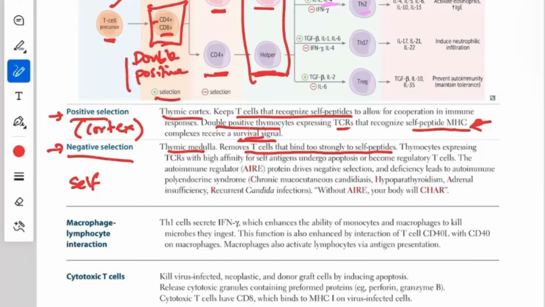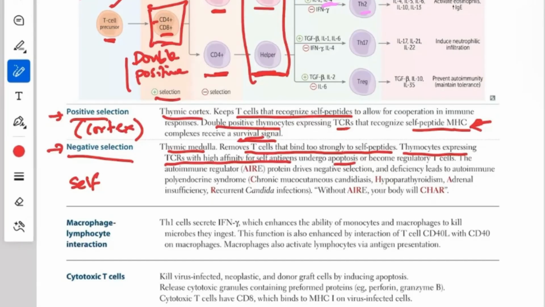All right. So the thymic medulla is basically testing those T cells to see if they are going to react too strongly to self antigen. And if they bind too strongly to it, it will remove them. And why is it removing them? So that those T cells will not leave the thymus and go on to attack normal tissues in the body. All right. So thymocytes, that's immature T cells, expressing T cell receptors with high affinity for self undergo apoptosis.